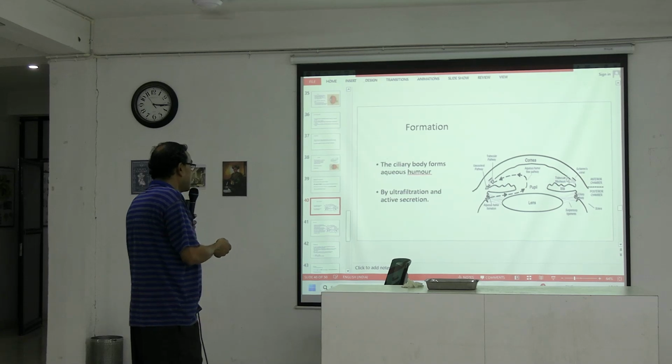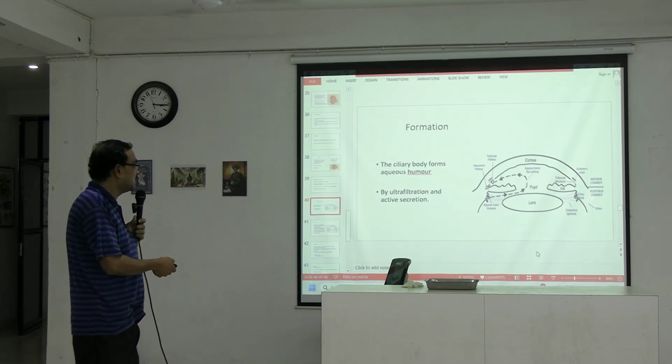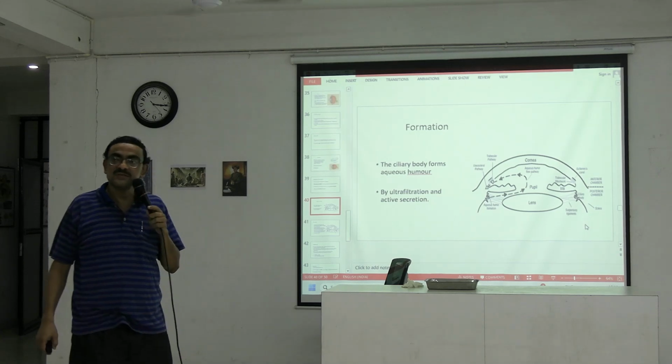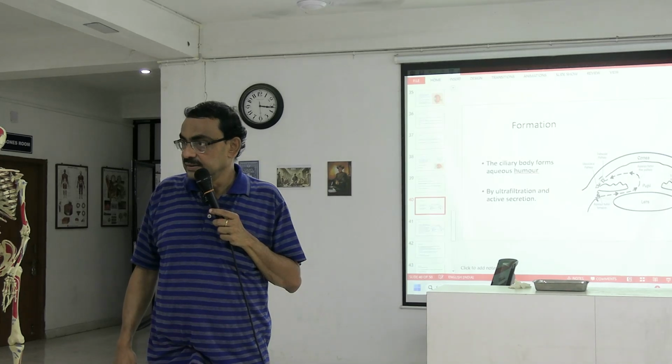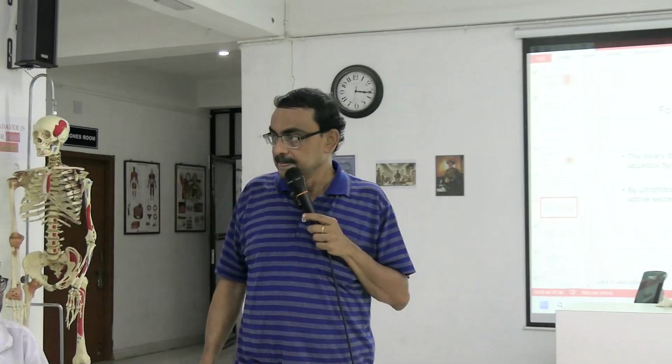Now this is the aqueous humor, which I have already come across. It is secreted from the ciliary processes, and it moves through the posterior chamber, enters into the pupillary aperture, enters into the anterior chamber, and ultimately it drains into the canal of Schlemm, and here is the trabecular network. So this is the aqueous humor, and if there is any block in drainage, there will be increased intraocular pressure.